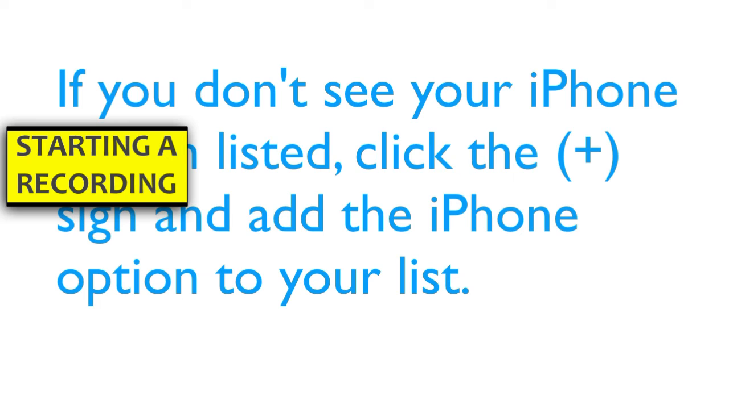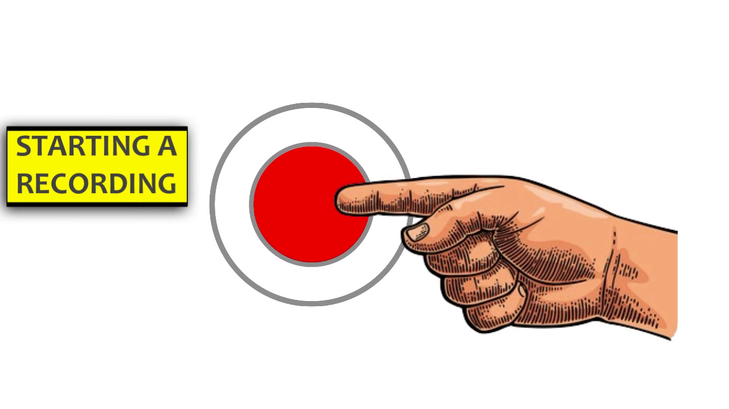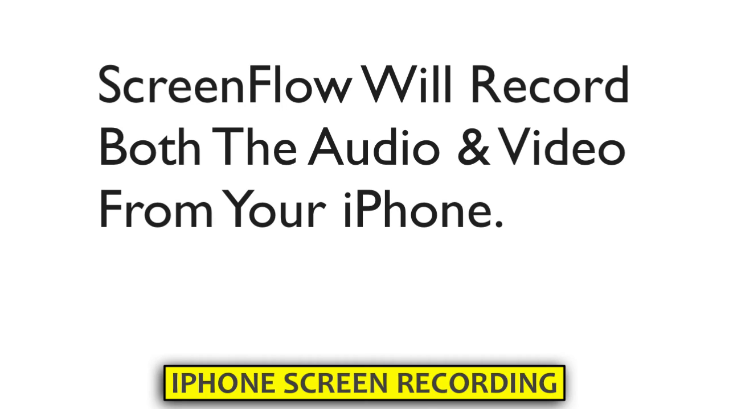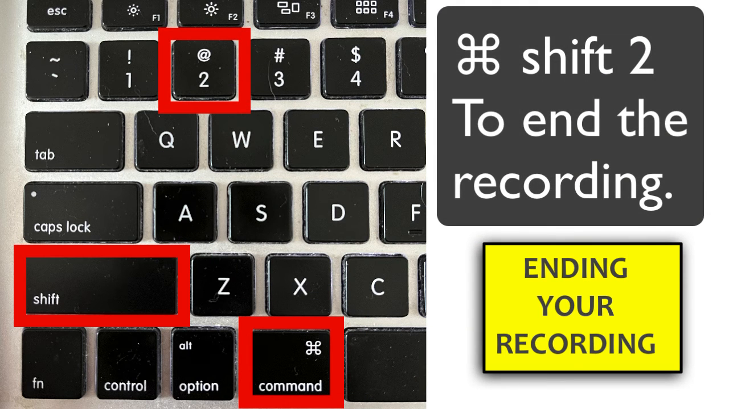Okay, and when you're all set, down at the bottom of the screen you'll see a red dot, a red circle inside a bigger dot. You click on that and you'll get a countdown timer. It'll go 5, 4, 3, 2, 1, and then you'll start recording. Your screen will be recorded, whatever is on your iPhone screen. Now ScreenFlow will record both the audio and the video you're getting from your iPhone. They will both be recorded onto your computer. Once you've done that, if you hold down the Command Shift 2 buttons simultaneously, that will stop your recording.